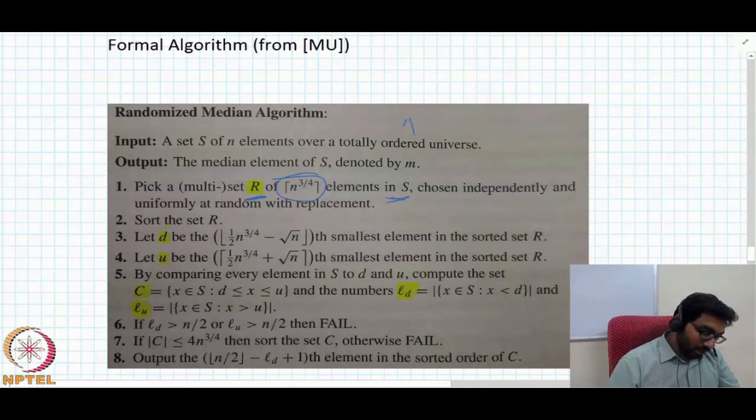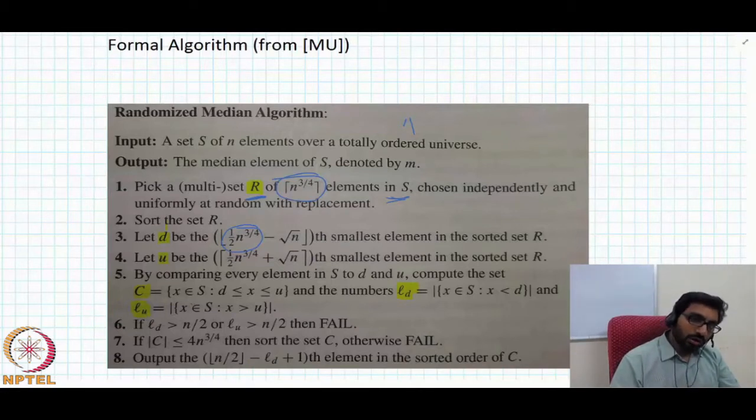And then we identify elements D and U in the following manner. Notice that since there are n to the 3/4 elements in R, n to the 3/4 elements divided by 2 will be the middle element if you were to sort R. So from that middle element, you walk square root of n steps to the left, you will get D. You walk square root of n steps to the right, you will get U.